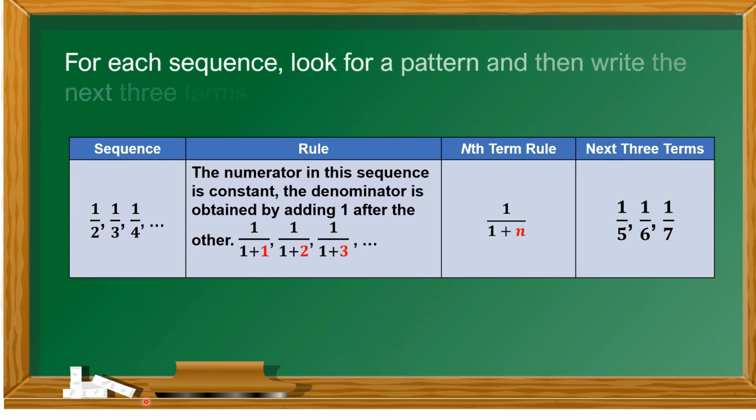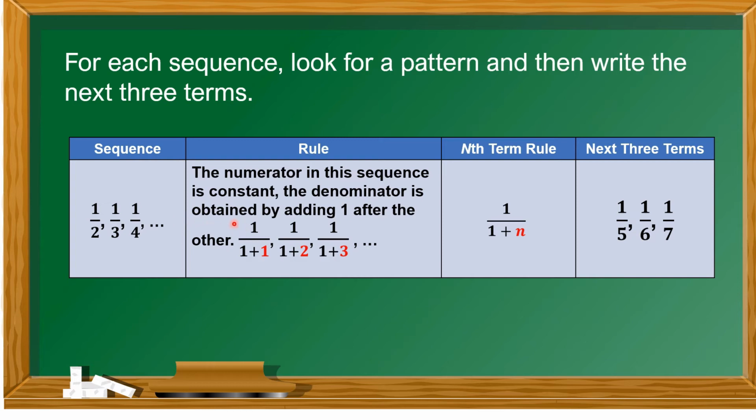For each sequence, look for a pattern and then write the next 3 terms. Let's try to use this sequence: 1/2, 1/3, and 1/4. The rule for this is that the numerator in this sequence is constant. We have 1, 1, and 1. The denominator is obtained by adding 1 after the other.